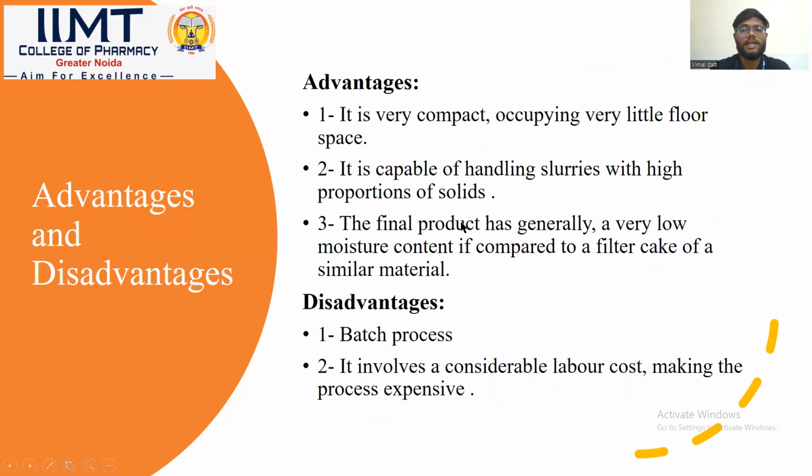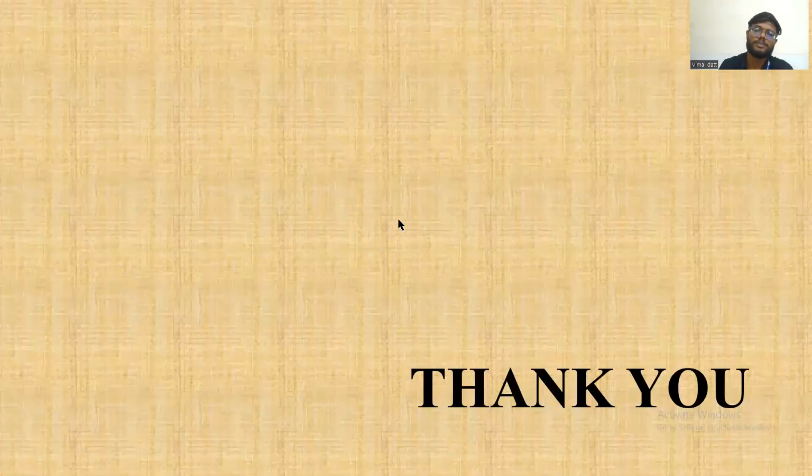Advantage of this process is it is very compact, occupying very little floor space. Second is it is capable of handling slurries with high proportions of solid. Third one is the final product has generally a very low moisture content compared to a filter cake of a similar material. Disadvantage of this process is it is a batch process, and it involves a considerable labor cost, making the process very expensive.